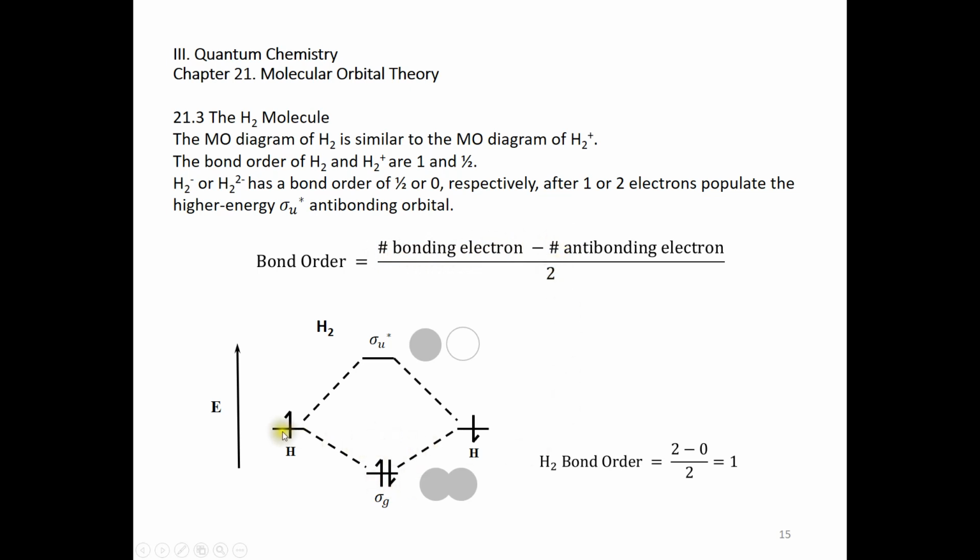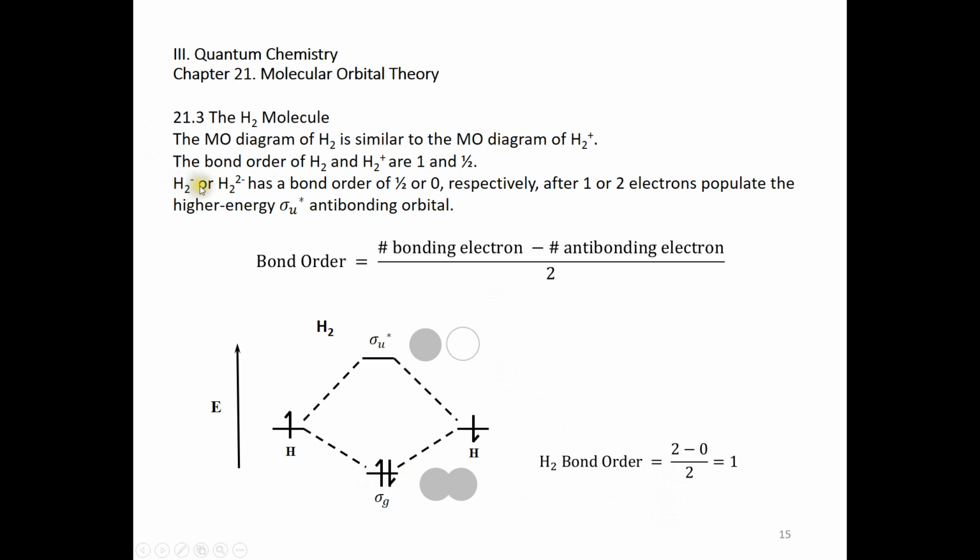When we form these two MOs, the 2 electrons occupy the sigma g bonding orbital. The bond order is therefore 2 minus 0, and then divided by 2. We have a bond order of 1. In H2+, we have only 1 electron in the bonding orbital. Therefore, the bond order is only 1/2.